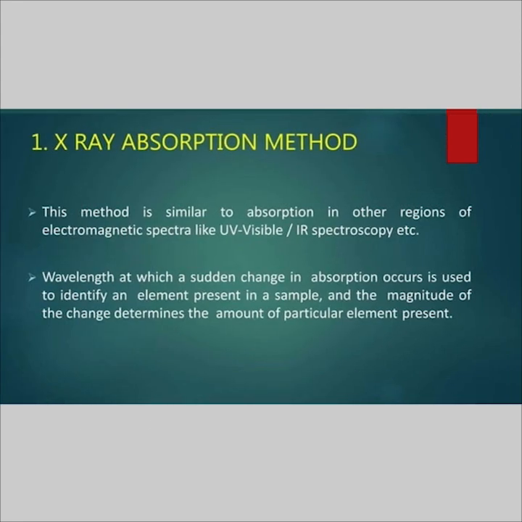The first one is the X-ray absorption method. In this method, it is basically similar to absorption in other regions of the electromagnetic spectrum, like UV, visible, or we can say IR spectroscopy, etc. The wavelength at which a sudden change in absorption occurs is used to identify an element present in a sample, and the magnitude of the change determines the amount of the particular element present.